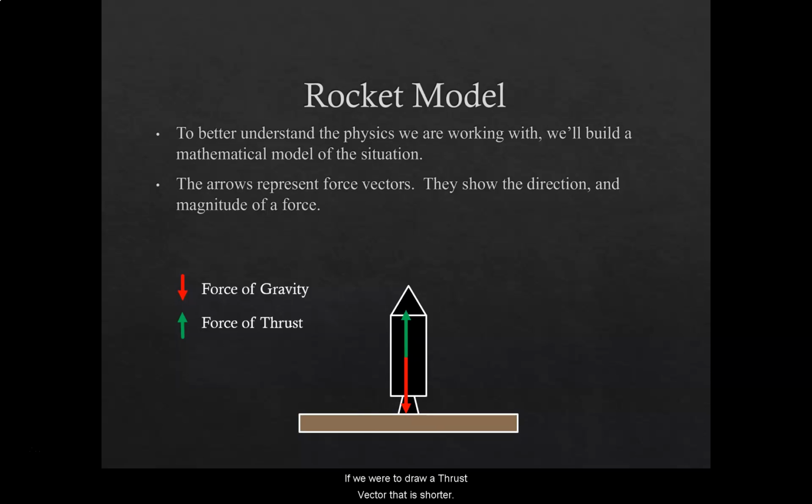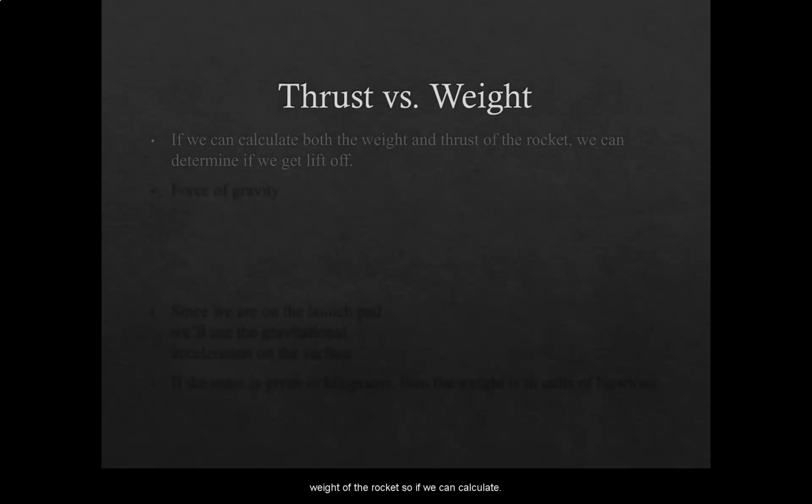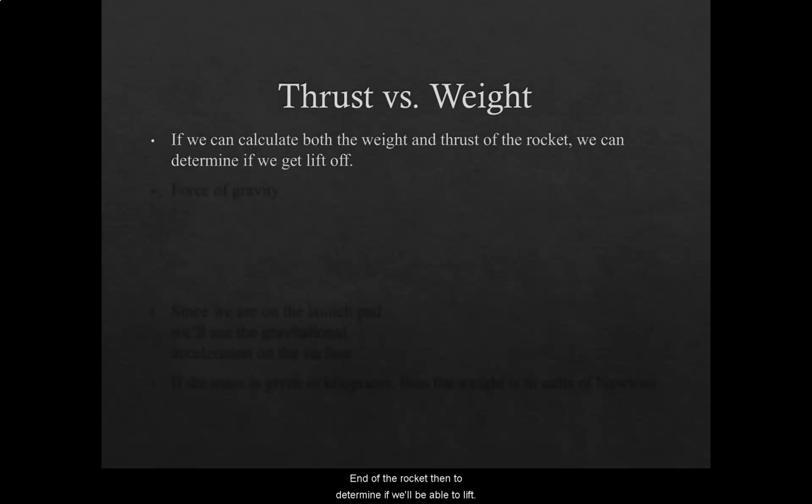If we were to draw a thrust vector that is shorter than the weight vector, the resultant will be pointing down like this. And if that is the case, you do not have enough thrust to actually get launched off the pad, and you're stuck there. If, however, we have a situation where the thrust is a larger force pointing upward, then the resulting force is going to point upward, and that is what you need to achieve liftoff. So the key then to determining if a given rocket can lift off of the pad is comparing the thrust of the rocket's engines to the overall weight of the rocket. So if we can calculate both that weight and the thrust of the rocket, we then can determine if we'll be able to lift off.